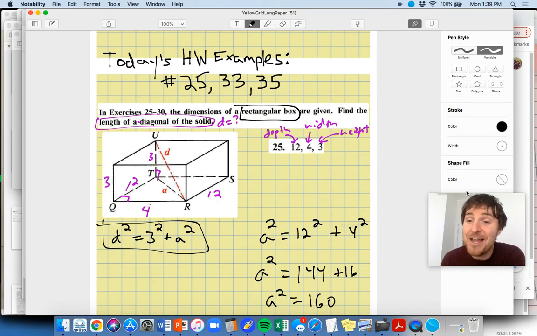I'm going to save you some time. Guys, if you watched the other video, I did a little bit too much work there. I simplified my answer for A in simplified radical form. Did I need to do that? No, because over here, look at this. We've got A squared here too. A squared here, A squared there.